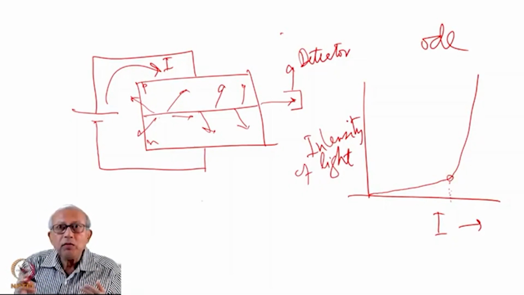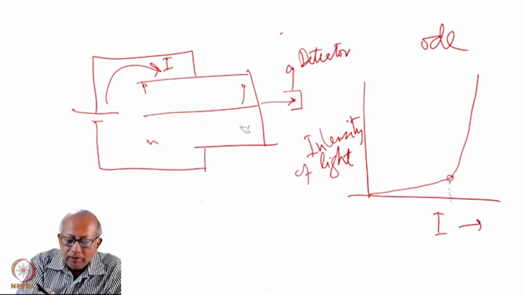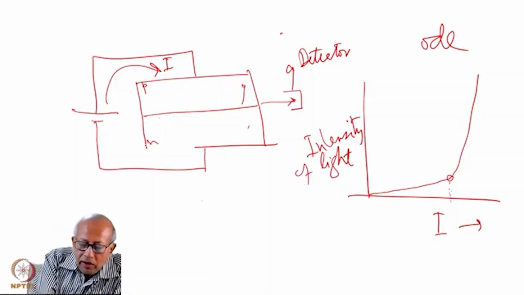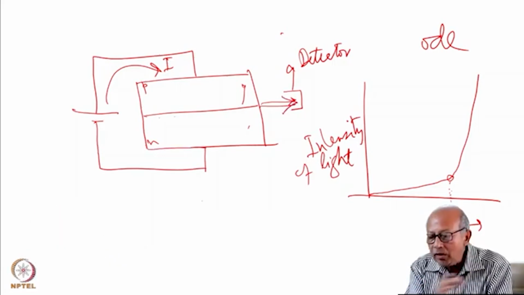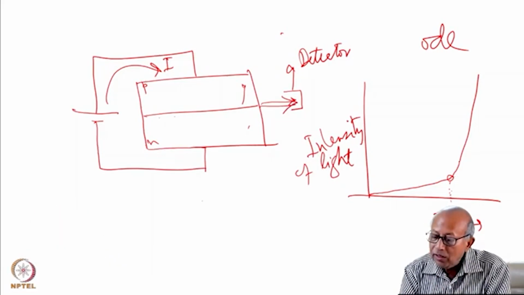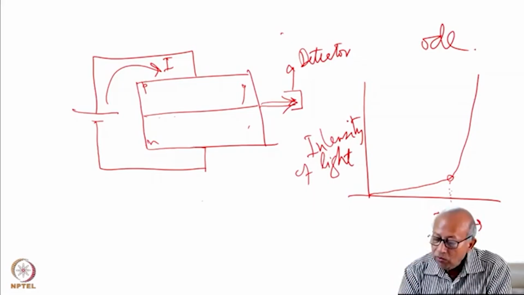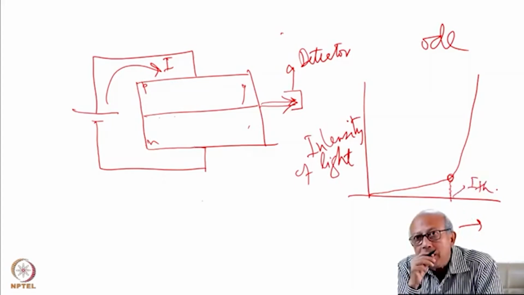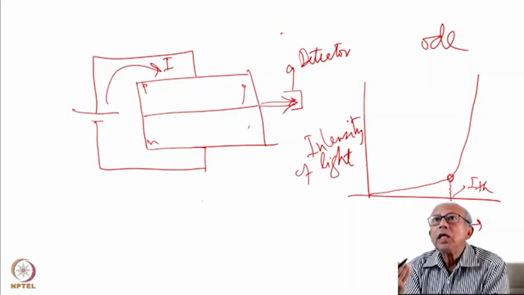So stimulated emission has set in, the light has been amplified, and you have emission of a laser, a directed beam of light. That is, suddenly the intensity of light has shown a dramatic rise. Now this value of current is called the threshold current for the emission of laser, for the onset of lasing.